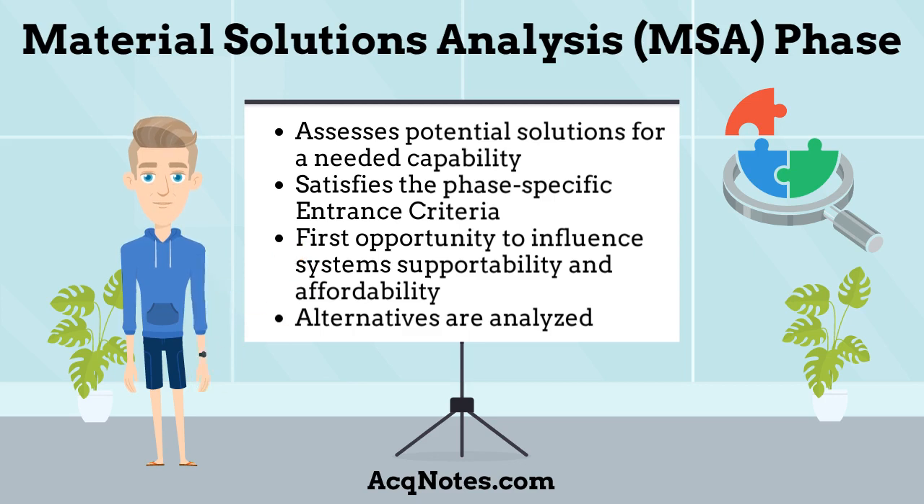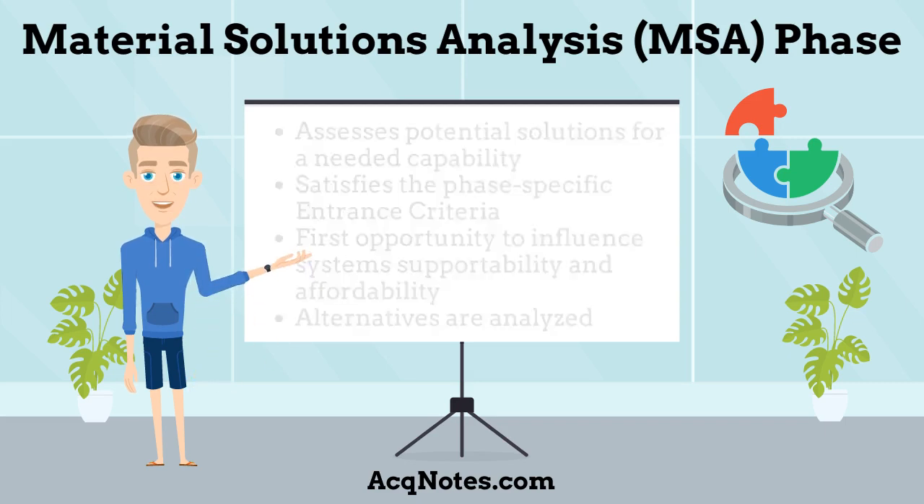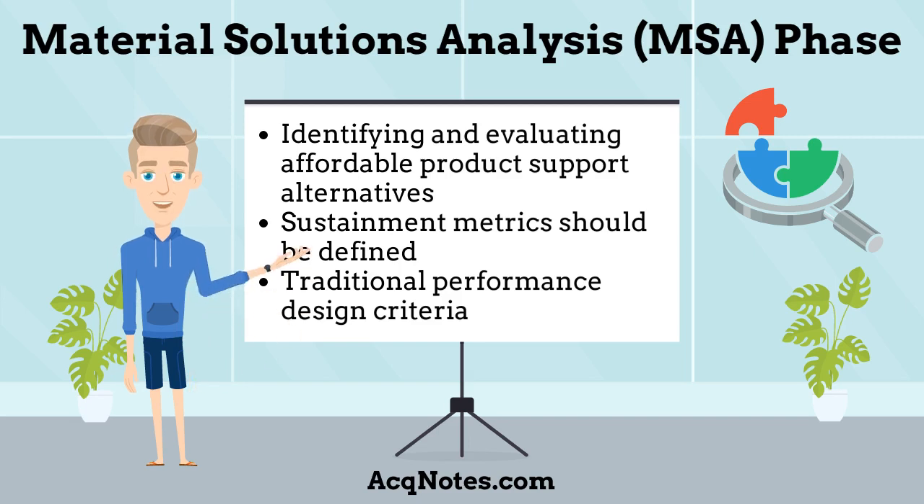During this phase, various alternatives are analyzed to select the material solution and develop the technology development strategy to fill any technology gaps. The MSA phase also includes identifying and evaluating affordable product support alternatives with their associated requirements to meet the operational requirements and associated risks. Consequently, in describing the desired performance to meet mission requirements, sustainment metrics should be defined in addition to the traditional performance design criteria.